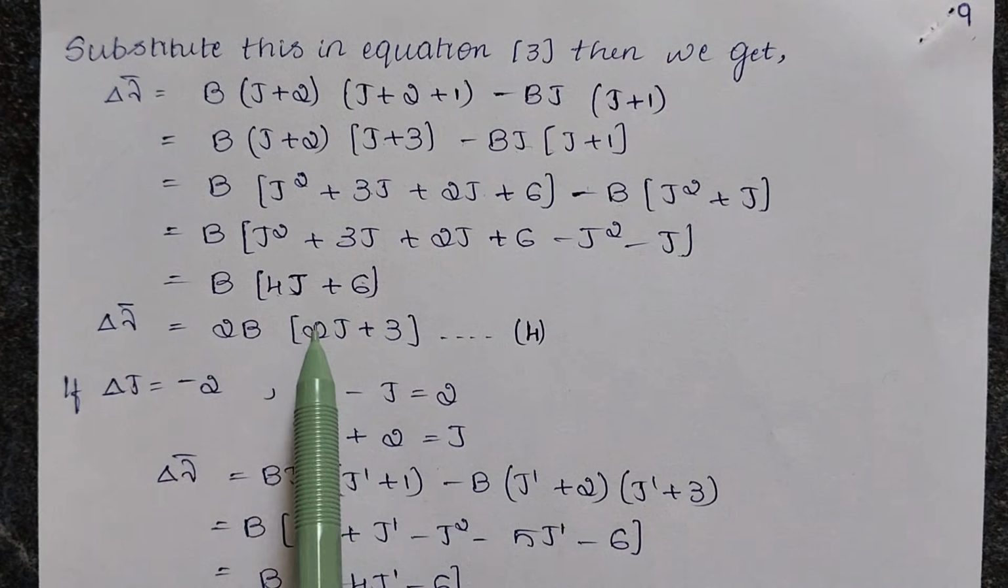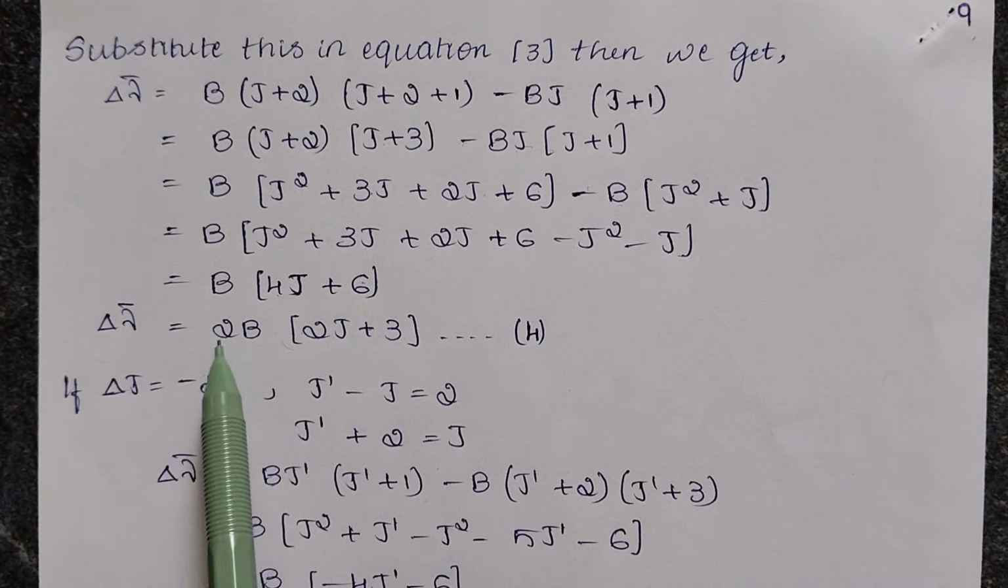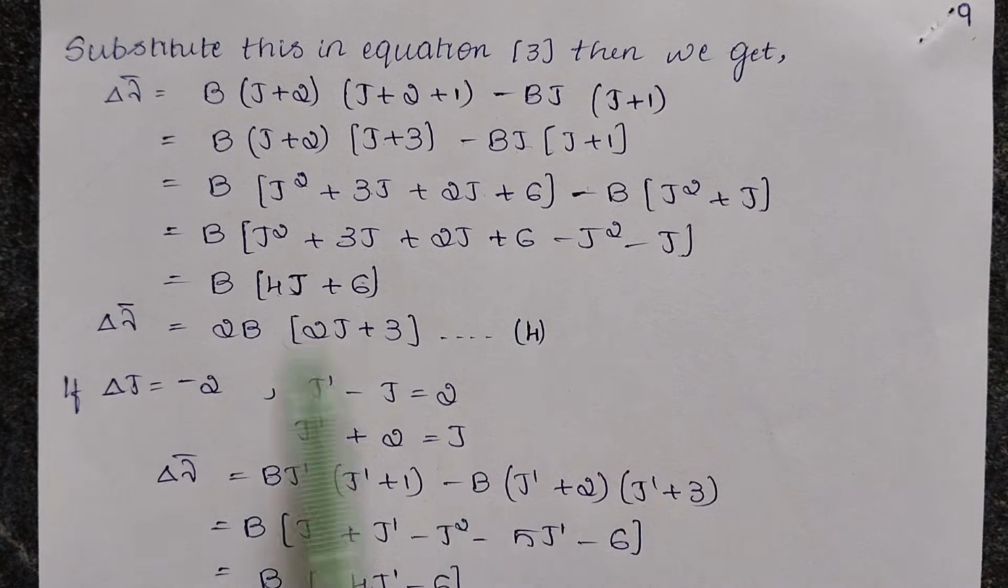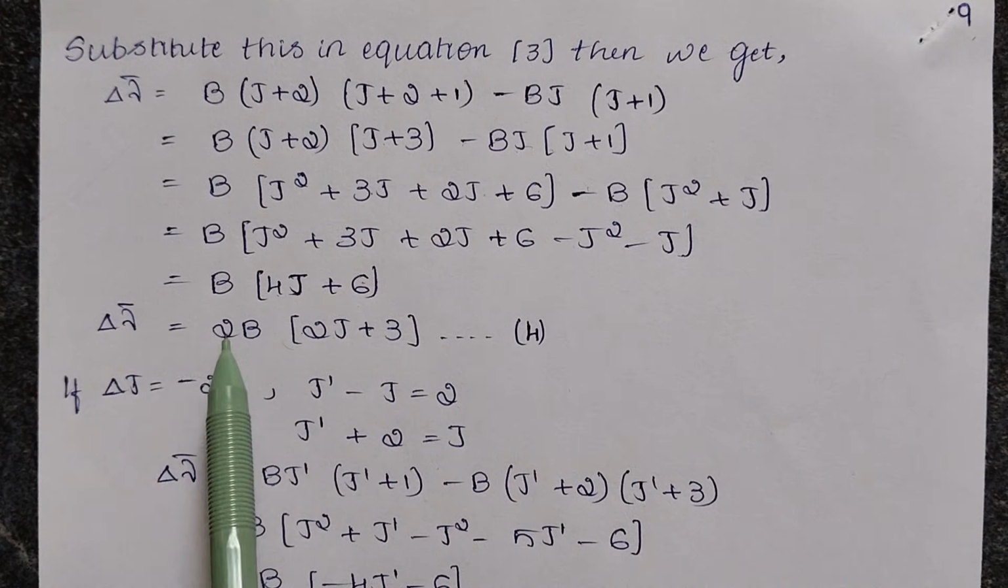2. Since 2 is also common, we'll take 2 as a common factor, and thereby we'll get equation number 4 as delta mu bar is equal to 2B into 2J plus 3. This is equation number 4.